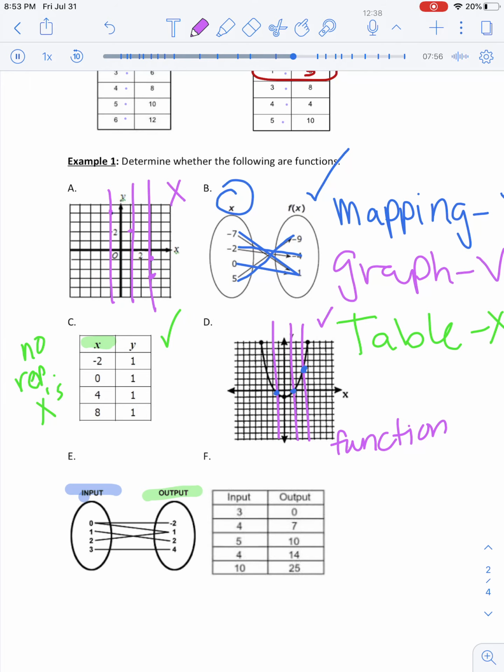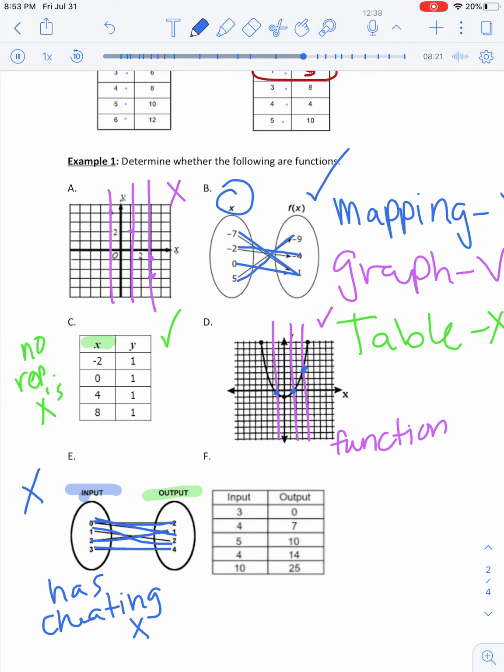This 0 is going to that -2, and it's also going to that 1. So right off the bat, that one is cheating. That's a cheating x. We do not want it to go to more than one y. So this is not a function. Okay, and let's just double check the other numbers. 1 goes to that 2, 2 goes to that 1, and then 3 goes to that 4.